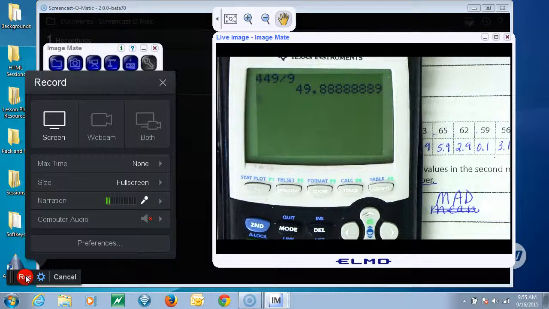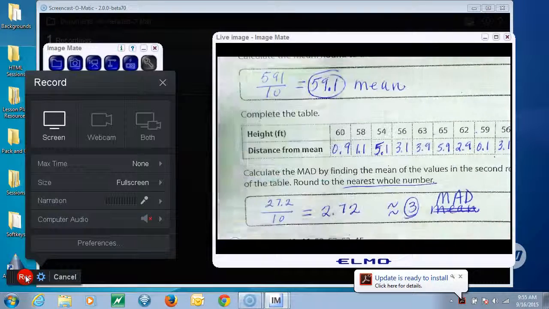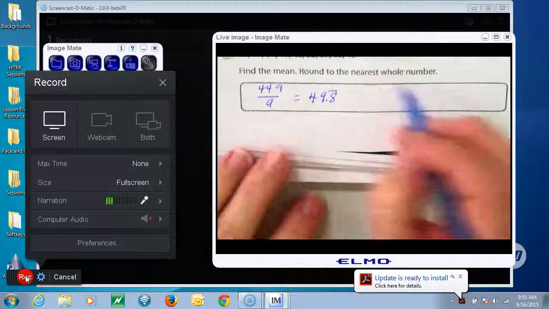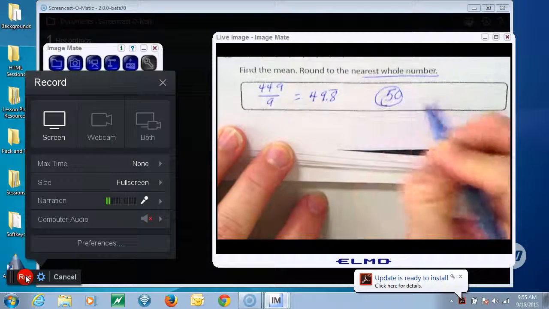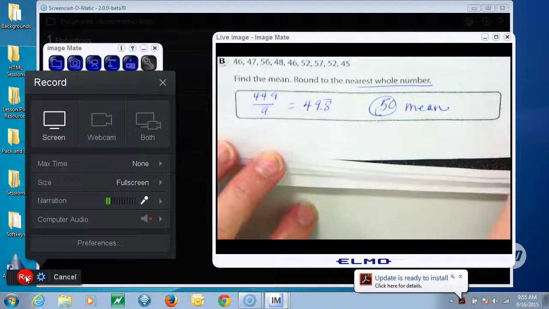Why does this have a 9 at the end? It rounded. This was 8 and this was 8. This rounded off to a 9. So it's 49 point repeating 8. If we round to the whole number, it's going to be what? 50. That's our mean. 50 is our mean.